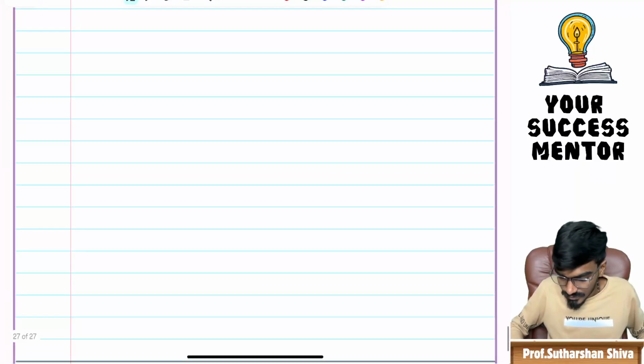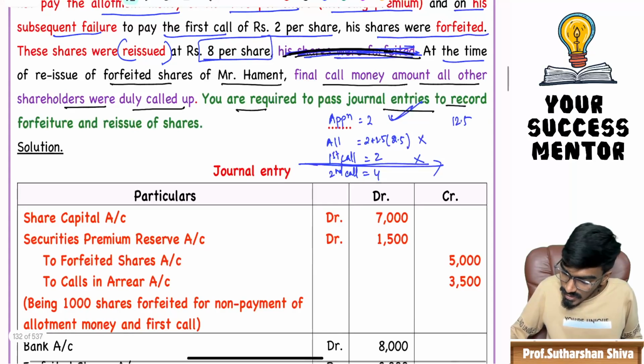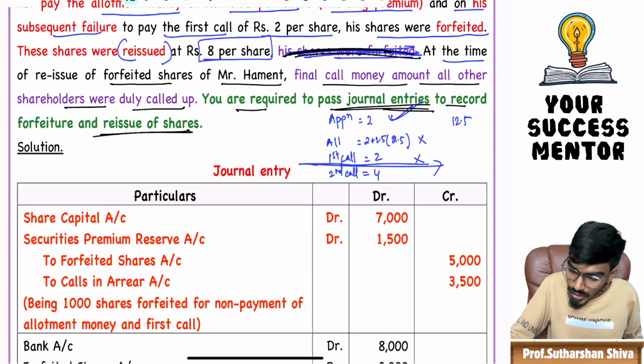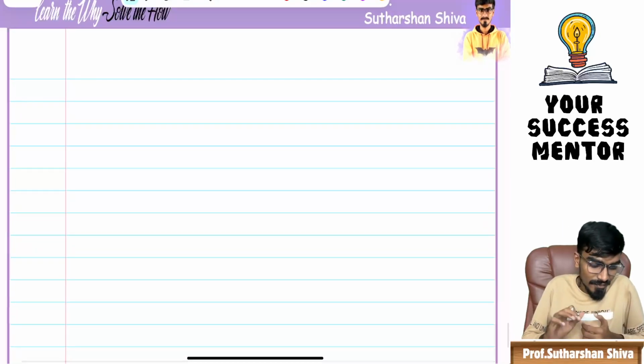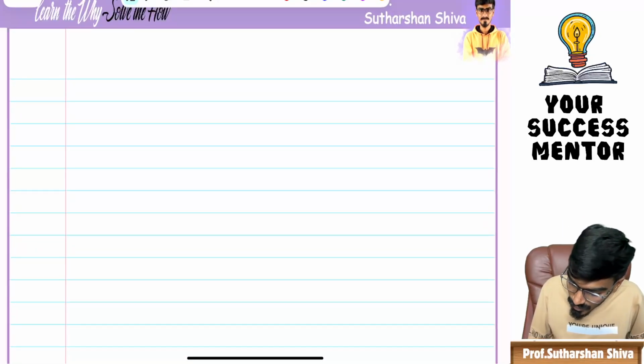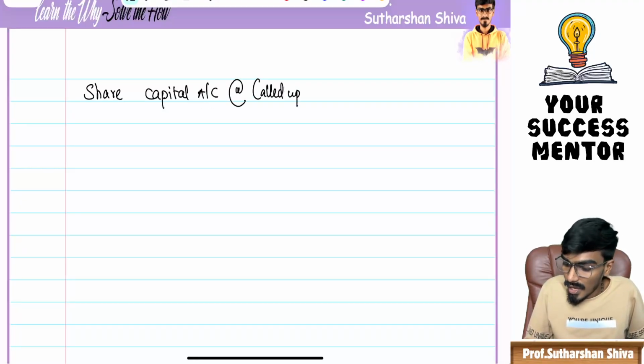First thing, what is it? They are just asking what is the entry. You are required to pass journal entries to record the forfeiture and the reissue. What is my forfeiture and reissue? Basically, they are just asking a forfeiture entry. We know very well the forfeiture entry, which account will be debited? Share Capital account will be debited at what value? Called up value. Here what is the called up value?